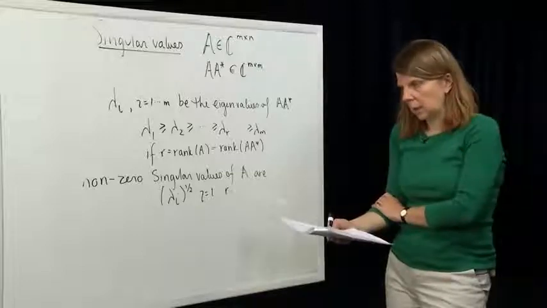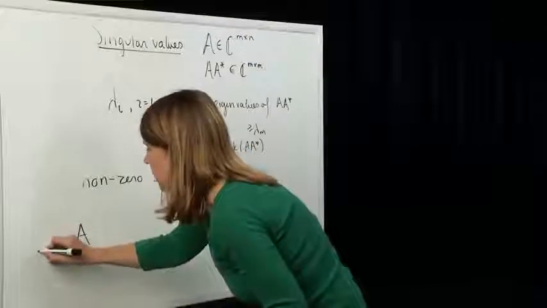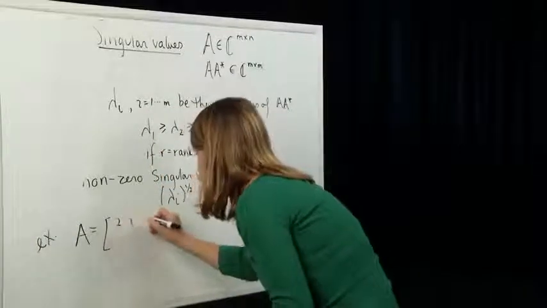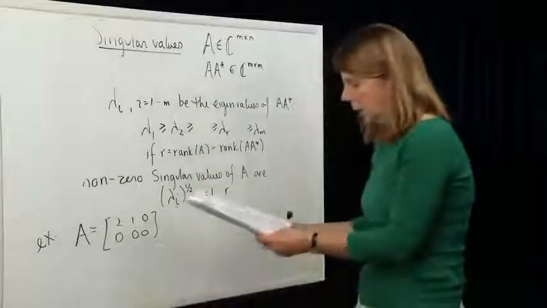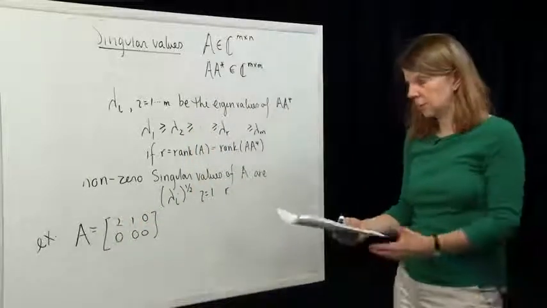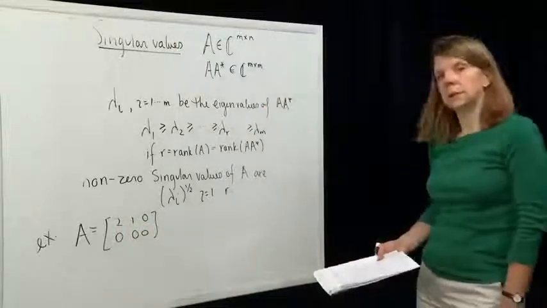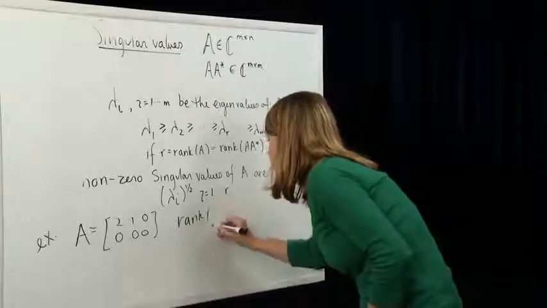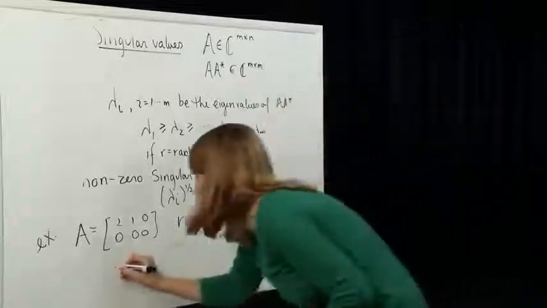Okay? So for example, if you were given a 2 by 3 matrix, here's an example. A is a 2 by 3 matrix, and we'll just choose something simple: 2, 1, 0 in the first row, 0, 0, 0 in the second. And you wanted to compute the singular values of the matrix A. You can see easily just by looking at the matrix A that it has rank 1. And let's compute its singular values.